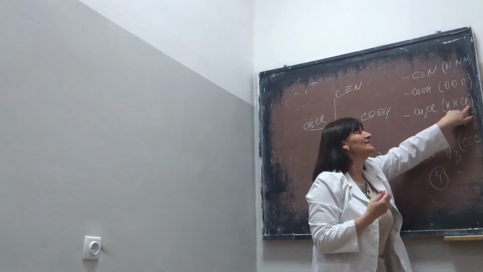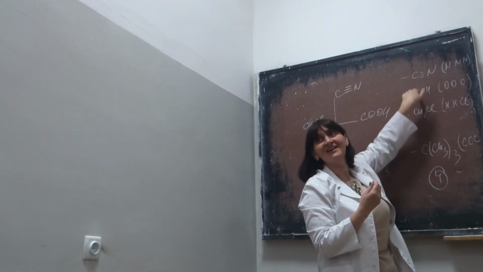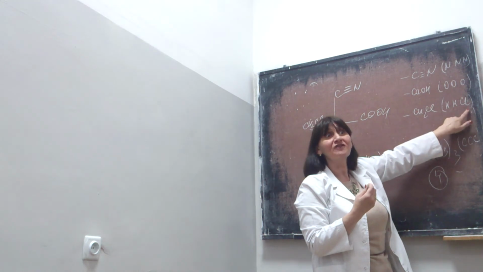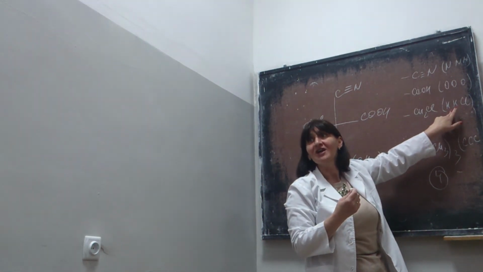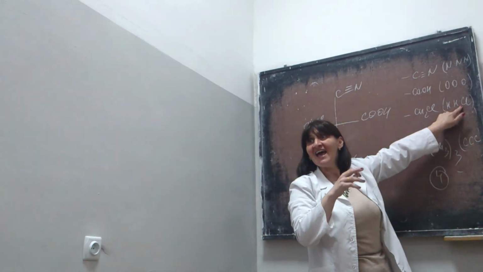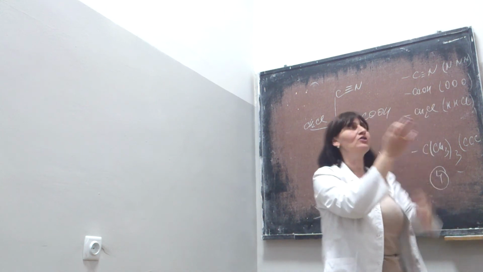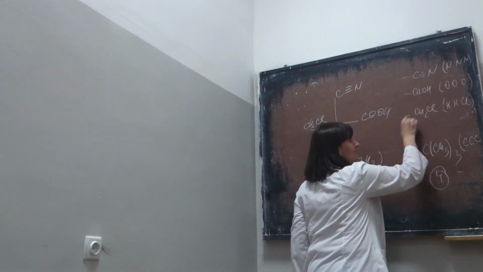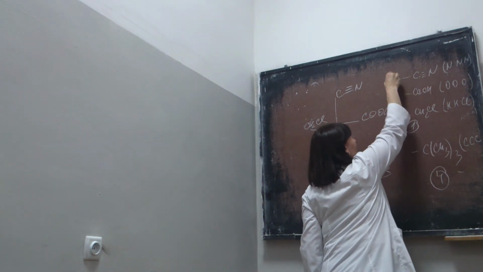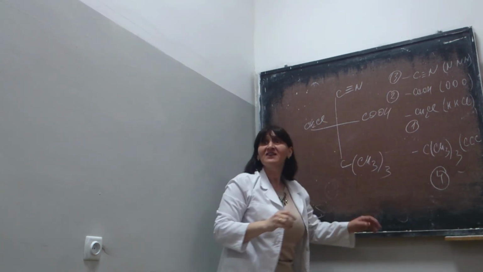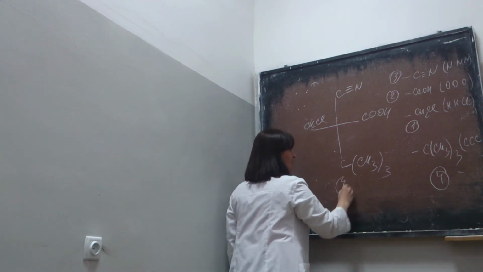If you see Cl, in any case, this has higher priority than these two groups, because Cl's atomic number is 17. With Cl you have H. Because Cl has atomic number 17, this one has the highest priority. So this is number 1. This is number 2, and this one is number 3. After that, you can determine whether you have R or S. So this is number 4.